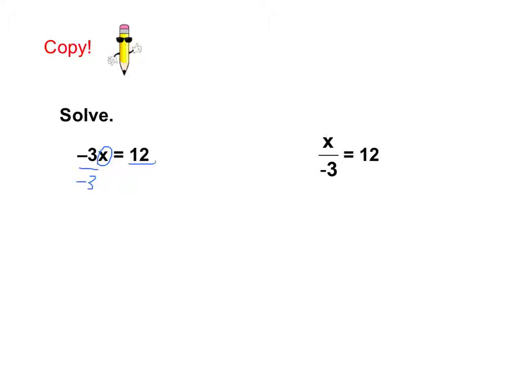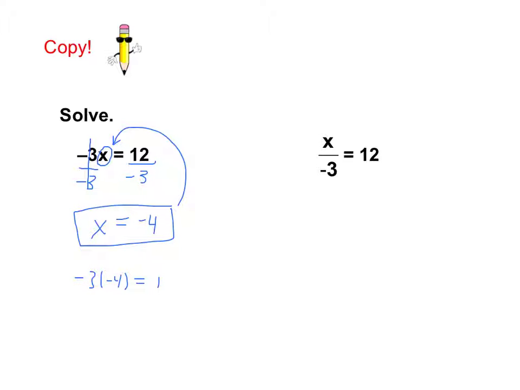Whatever I do to one side, I'll do the other side. Now notice I didn't use the opposite number, I used the inverse operation. So the inverse to multiplication was division. I still used negative 3 and not positive 3. So now the enemy is eliminated because negative 3 over negative 3 equals 1. So I have 1x. 12 divided by negative 3 is negative 4. I could check my answer again by plugging this in for x. So negative 3 times negative 4 is equal to positive 12. So my answer checks out.